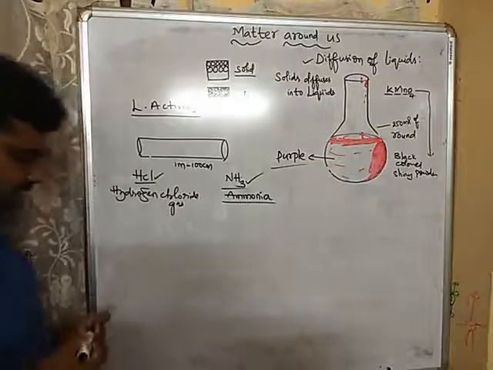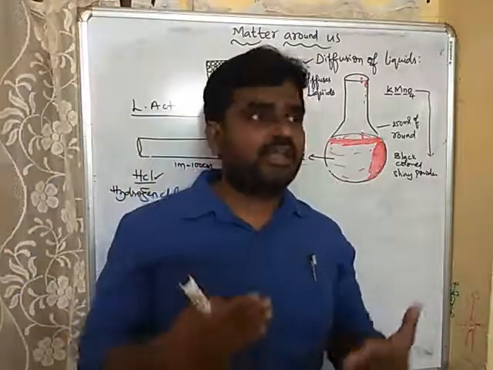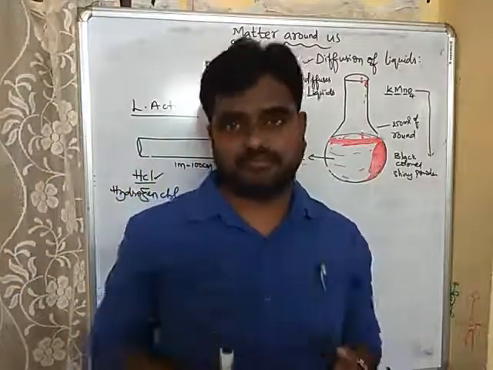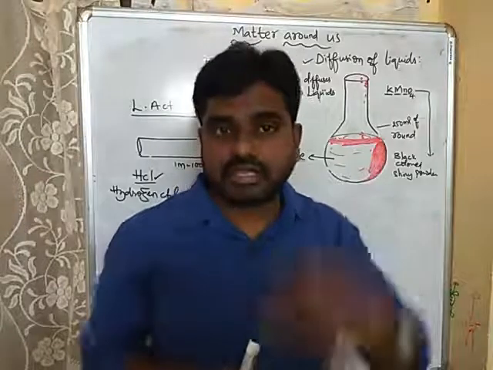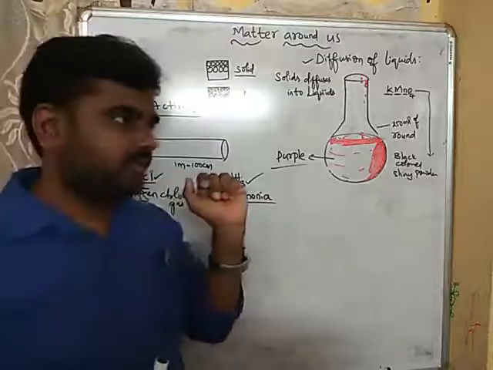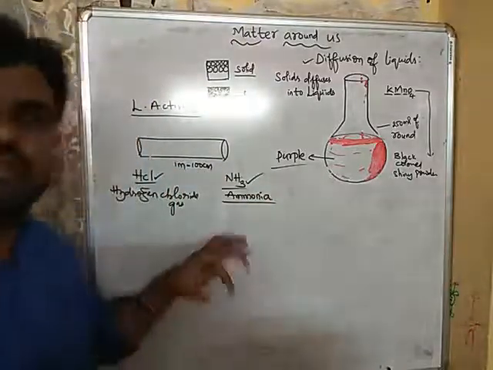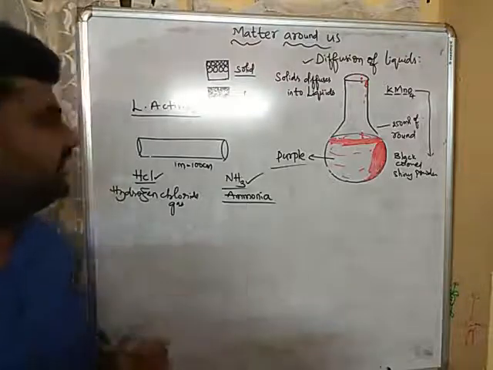Now according to the activity, what is our aim of this activity? To observe the speed of the diffusion of different gases. We are taking 2 gases. What are they? HCl and ammonia. Out of these 2, which moves very fast? That is what we are going to conclude from this activity.